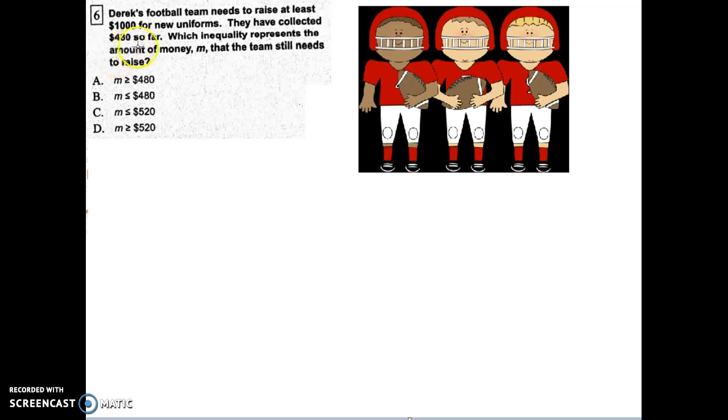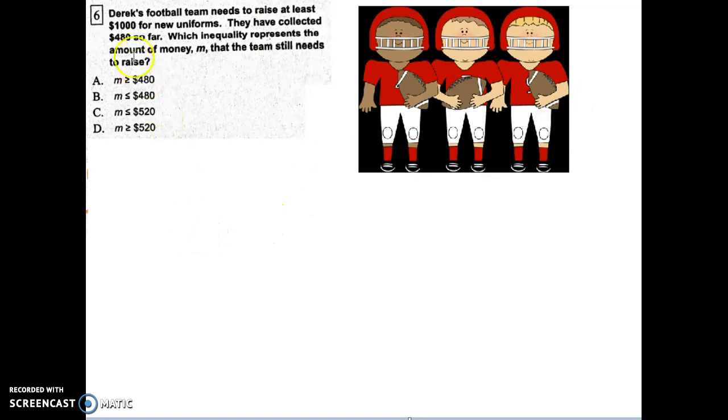All right. Number 6, Derek's football team needs to raise at least $1,000 for new uniforms. They have collected $480 so far. Which inequality represents the amount of money that the team still needs to raise? Look at these cute guys. They need new uniforms. I think these uniforms look alright, but I guess whatever. Sometimes you kids are spoiled.